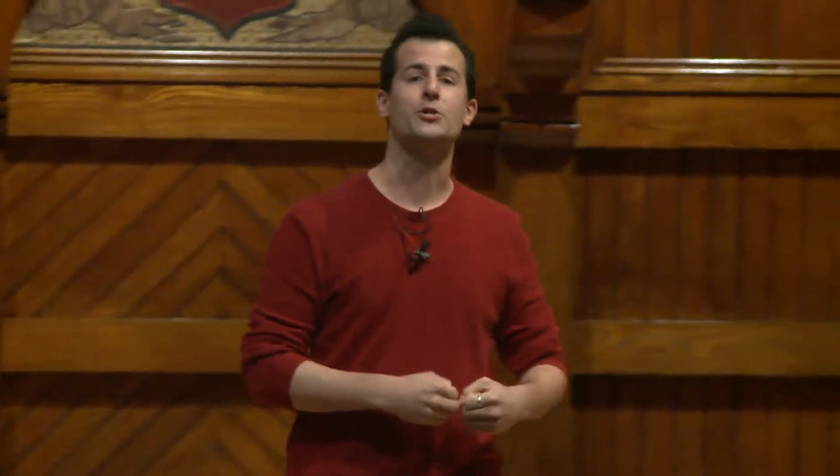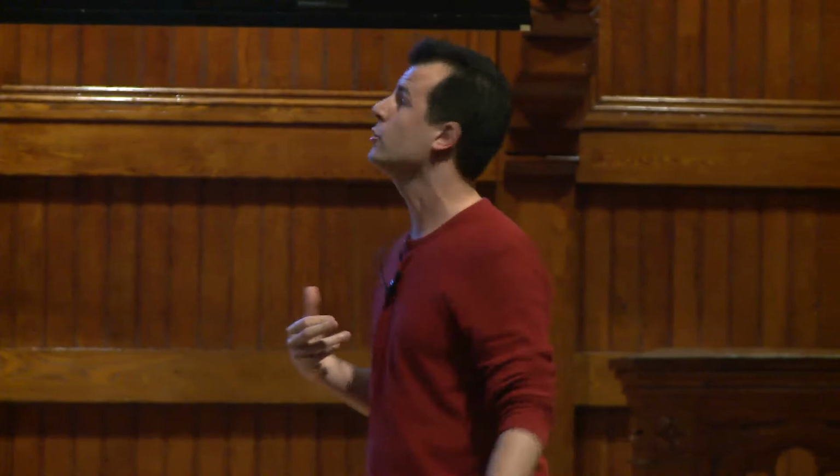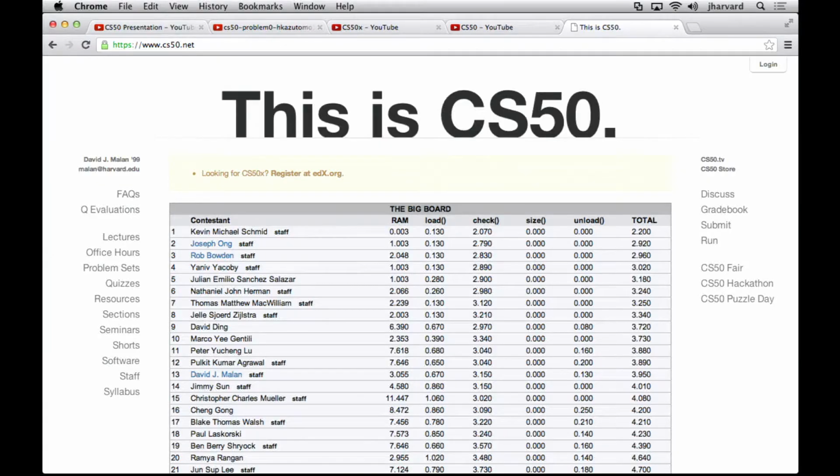It's fun if you actually get it fully correct and can then challenge the so-called big board. You'll have an opportunity to match wits with some of the course's staff and some of your classmates. What the big board is: once you have your spell checker working, you'll be able to go to cs50.net after running a command, purely opt-in, and then the amount of time and the amount of RAM and more that you have used in your implementation will be exhibited here on the course's homepage.